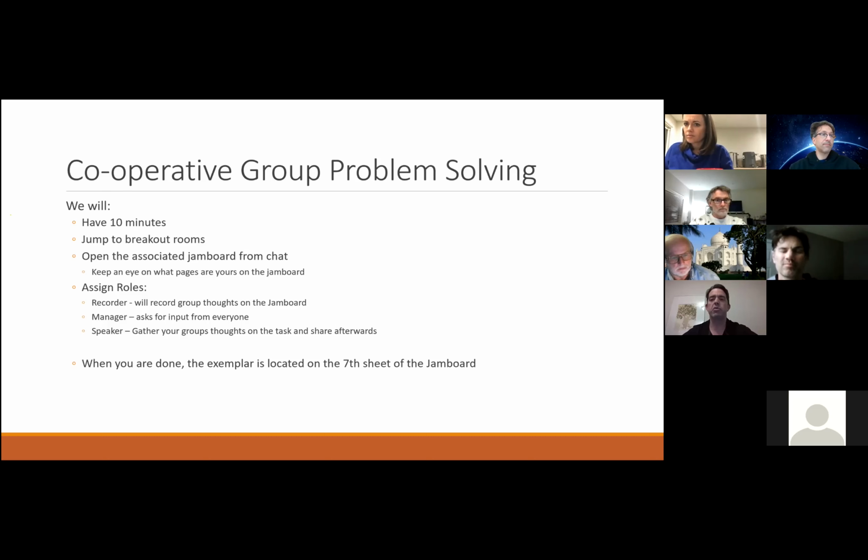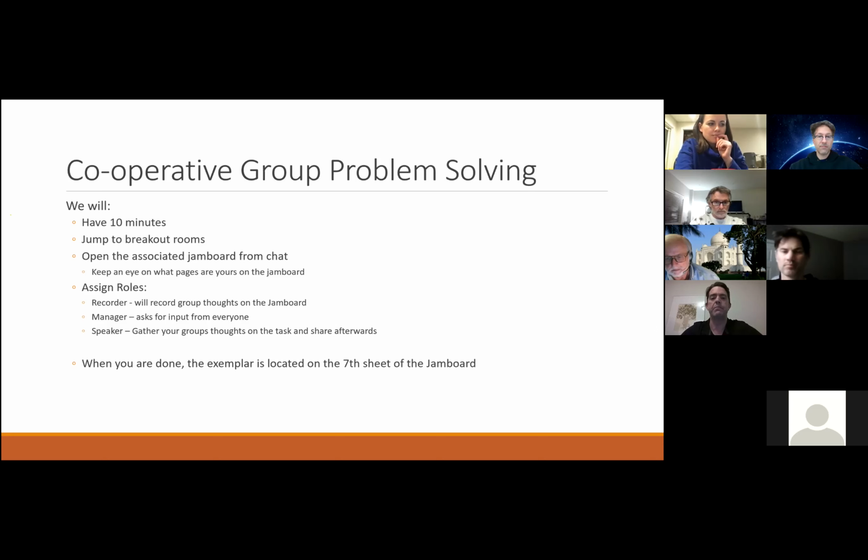Now, there are going to be 3 roles I'd like you to assign. One is the recorder, who will manage the Jamboard. I would suggest whoever has the nicest screen penmanship, you assign them to be the recorder. That probably wouldn't be me, but hopefully one of you has beautiful screenwriting. I would like you to assign a manager who's responsible for getting everyone's input, and a speaker who, before the end of the 10 minutes, gathers any thoughts and brings them back to the group.